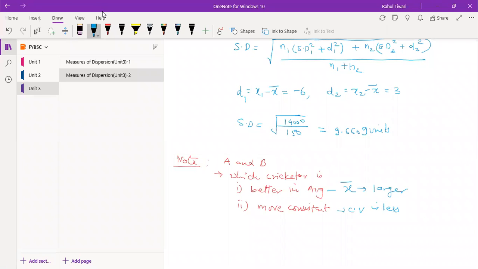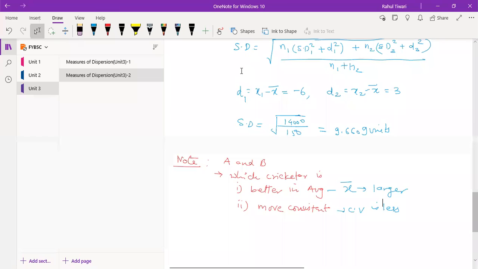Okay, sometimes they may give you two groups and ask which company is better in terms of average. तो आपको average compare करना है, जिस कंपनी का larger average रहेगा, you will conclude based on that. Okay, this is one concept.